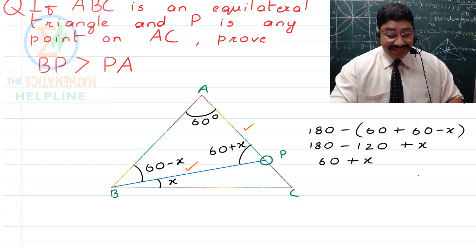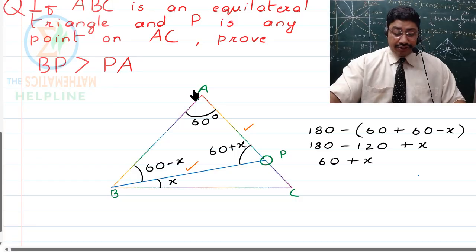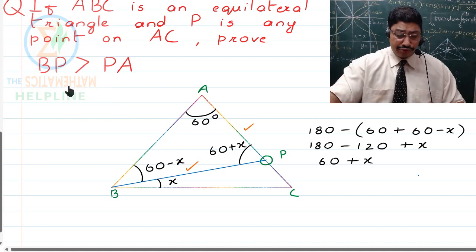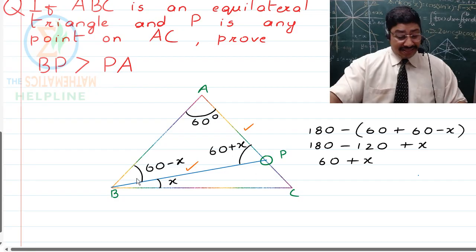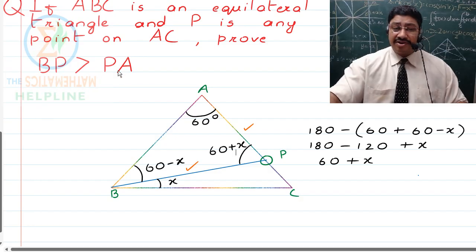Now let us see the angle which is opposite to AP. It is 60 minus X. Right, the angle which is opposite to AP is 60 minus X, and the angle which is opposite to BP is how much? It is 60, right? And as such, this length BP in this triangle is going to be greater than the length PA. And since this length BP is there in this triangle, but obviously it is there in the figure also, so as such, in general, you can say that BP will be greater than PA.